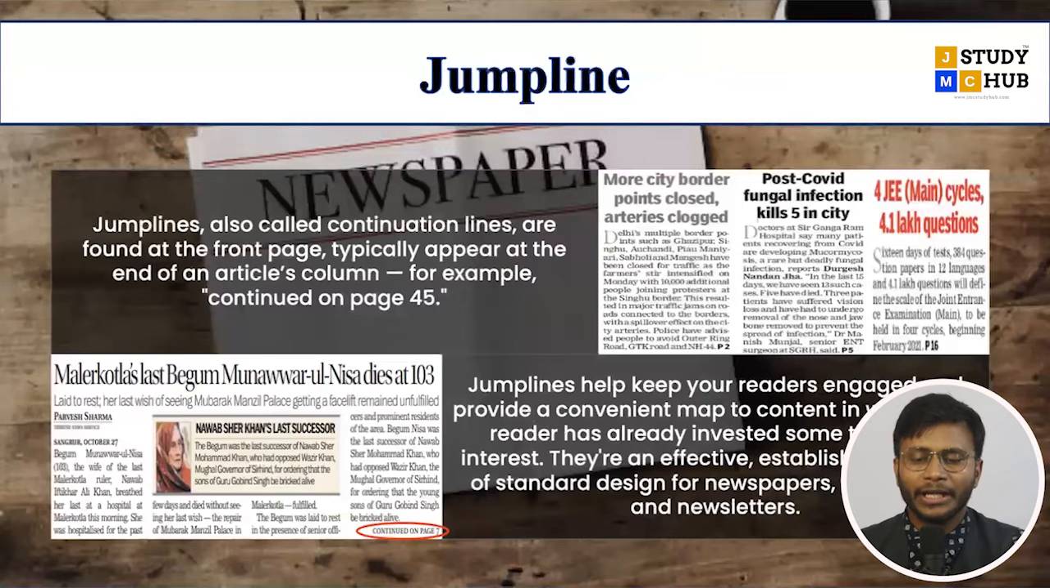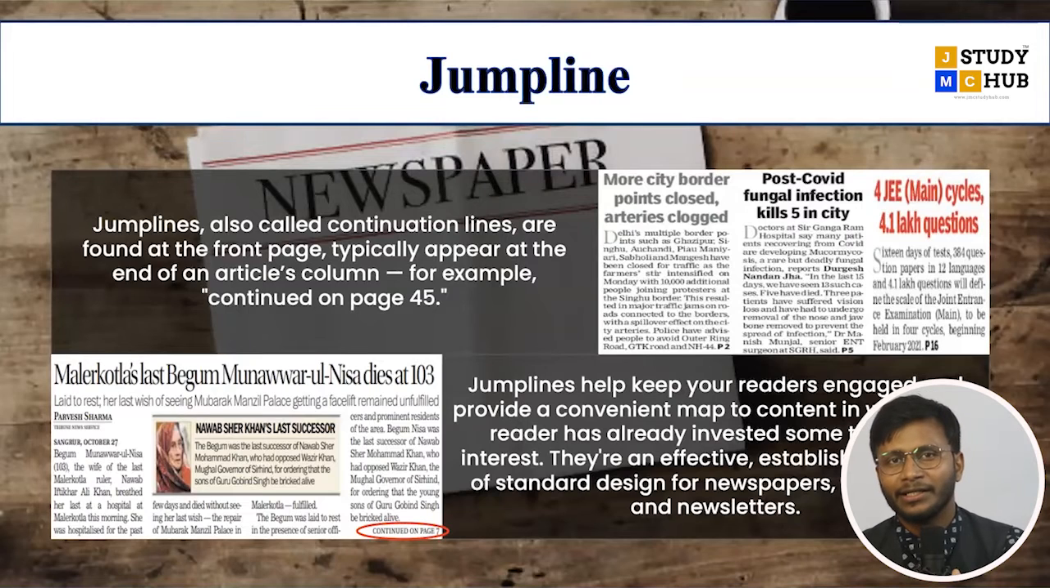The next important one is the jump line, right? So a jump line is like a road sign telling you to keep reading. When an article is too long to fit on one page, which happens because not every news item can fit on one page, you might see a note like 'continued on page' and so on. That is a jump line. It's there to guide you to where the article continues on the next page.